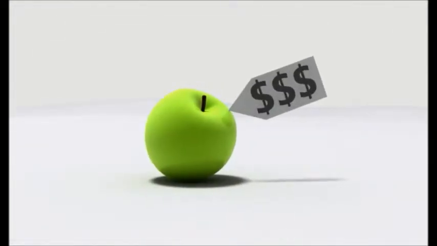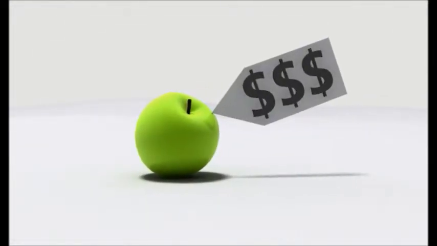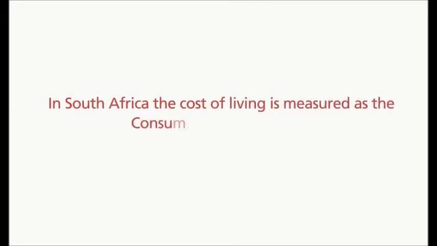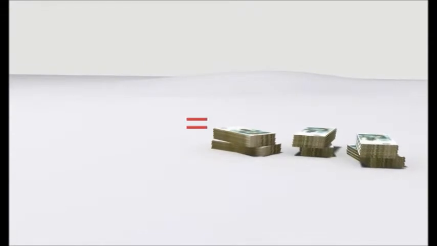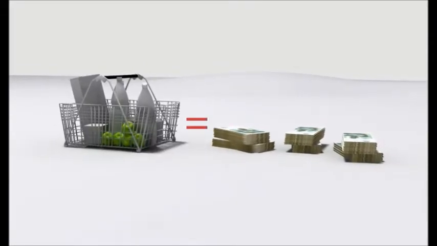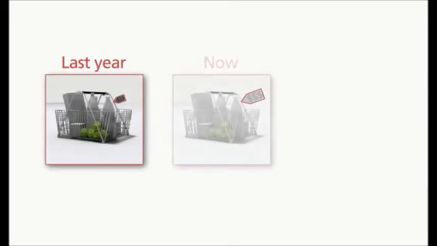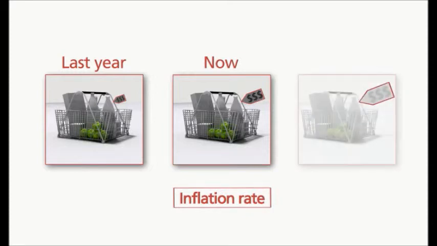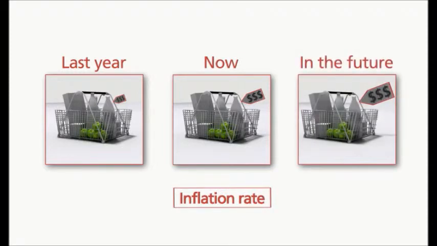The value of money decreases over time because of the rising cost of goods and services. In South Africa, the cost of living is measured as the Consumer Price Index, or CPI, which is essentially the cost for a standardized set of goods and services. The change in CPI each year, which is reported in the media as the inflation rate, gives a good indication of how much the value of money has decreased over the year.